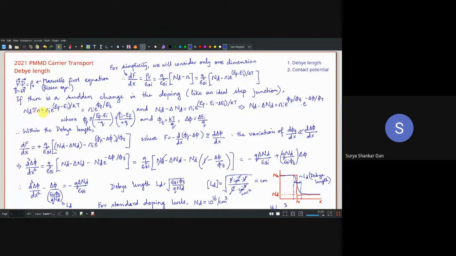Then many of you will be thinking, sir, in that case, this ND and this will cancel, right? Isn't it? ND is equal to Ni, these will cancel. But this is not going to happen in reality. That is what we are driving at. So if it is an ideal step junction, like an ideal PN junction, that is what you have always been studying until now.